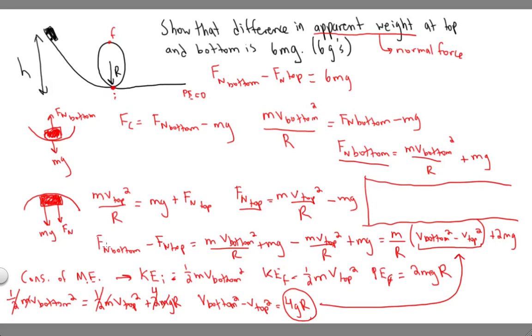So we have the difference between the normal force at the bottom and the normal force at the top is equal to m over r times 4gr plus 2mg. Look what happens here. R's cancel. 4mg plus 2mg is 6mg. Our final answer matches up with what we're given. And look, it doesn't depend on either the velocity or the radius of that loop. The only thing that matters is that there's enough speed to get around, or else obviously we couldn't calculate the difference in apparent weights.